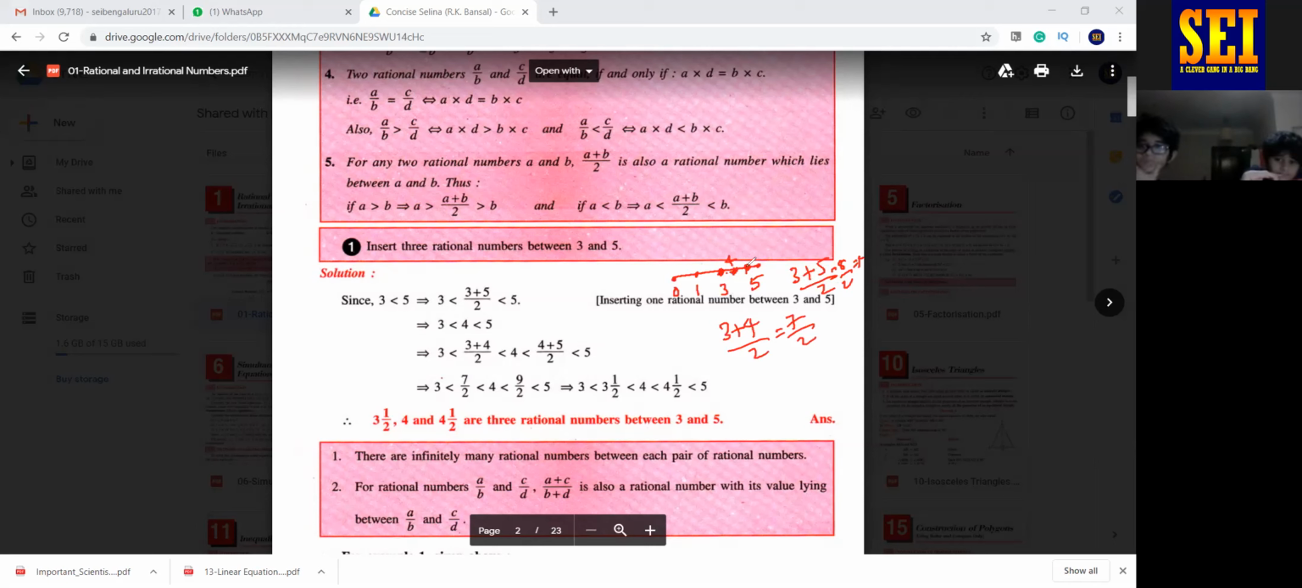Between 4 and 5 we can find out one more number, right? So which is 4 plus 5 by 2, which is 9 by 2. So what are all the numbers we got between 3 and 5? 7 by 2, 4, 9 by 2. These three numbers, because they asked for three rational numbers. So this is the way. And 7 by 2 you can write as 3 and a half. 9 by 2 you can write as 4 and a half. Center point is 4. So this is the way.